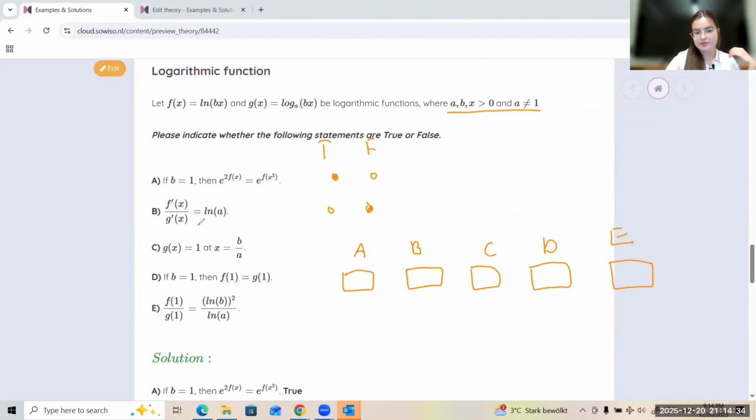So like this, you have statements, and then you would cross the ones you think are correct. Let's see, if you think A and C are correct, you would do it like this. And it would be the same idea. So the true ones are crossed, the false ones are left blank.